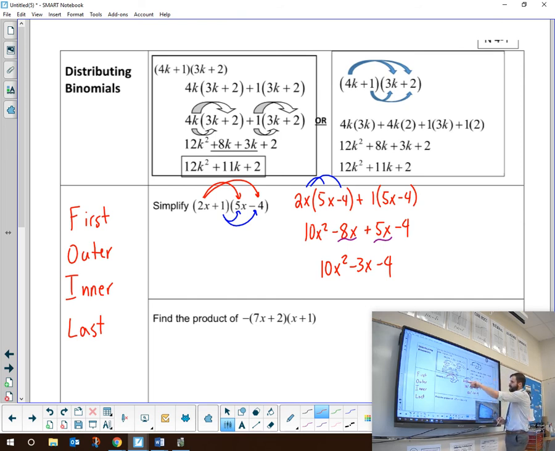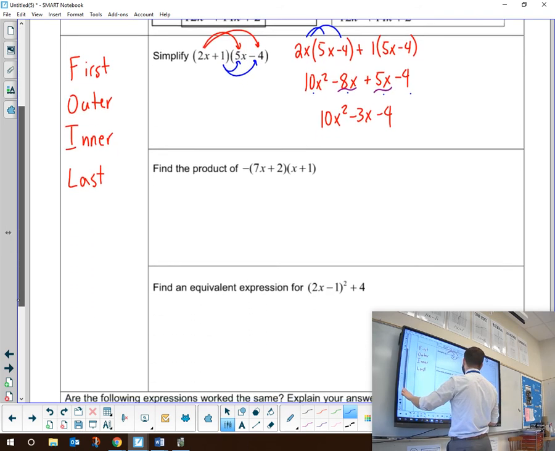Now, do you have to write it out this long way like this right here? No. Could you just do first, outer, inner, last? Yes, but technically that's what we did, right? First, outer, inner, last. Okay? That's what we did here. First, outer, inner, last. Okay, but let's try this next one.